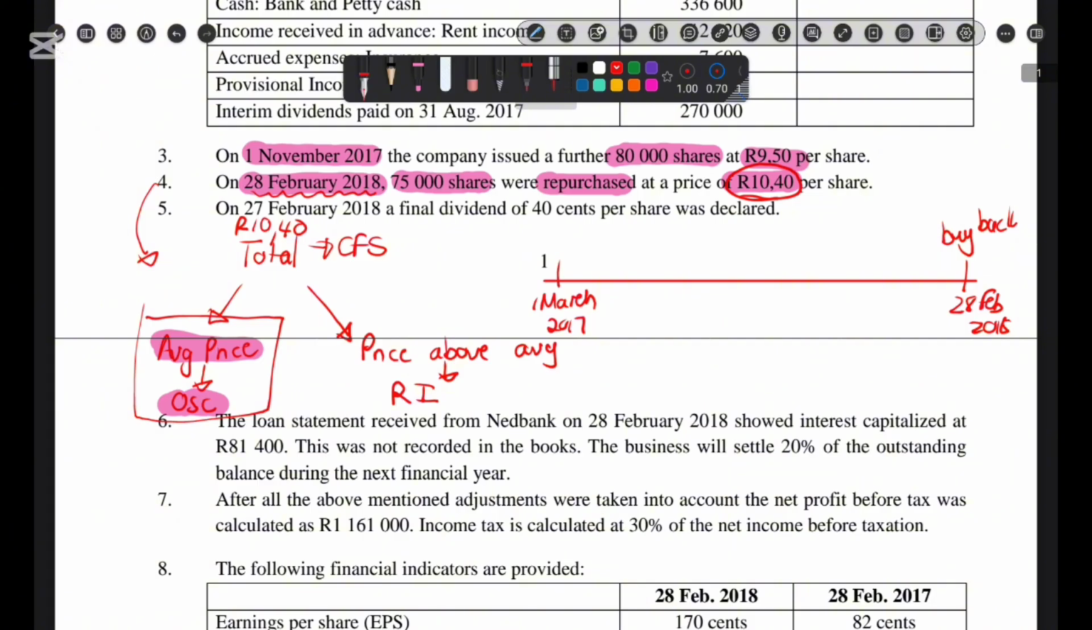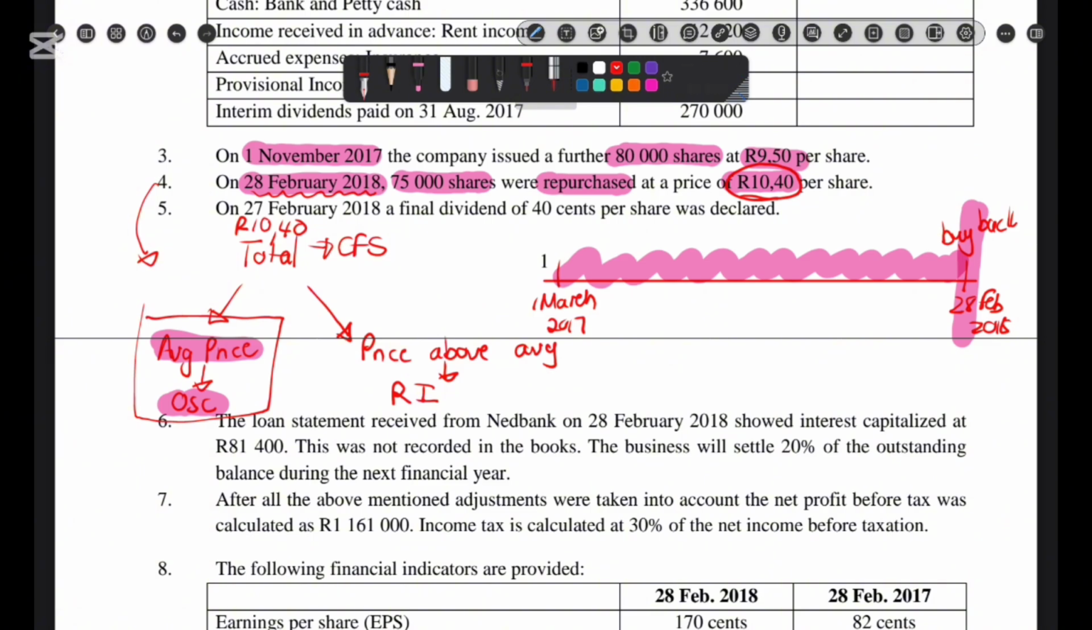And then what we now need to determine is, by the time that the buyback happened, how many shares did the company have in issue? So we can see that the buyback happened over here, right? So we want to see by the time that the buyback happened, which is the 28th of Feb, how many shares did we have in issue? So we're looking from the beginning of the year up until the date of the buyback.